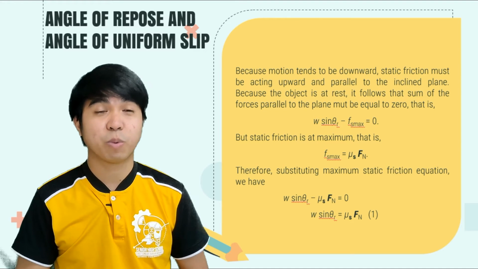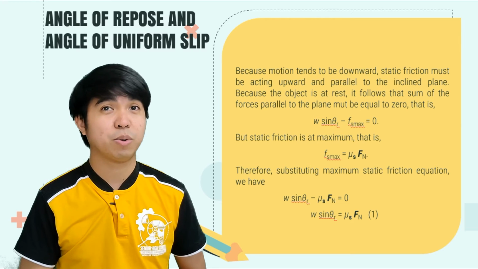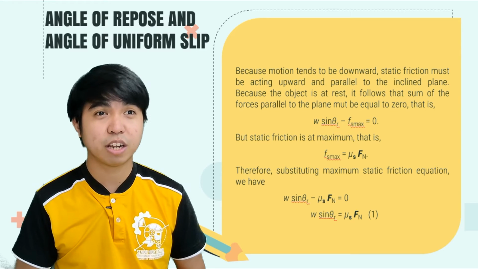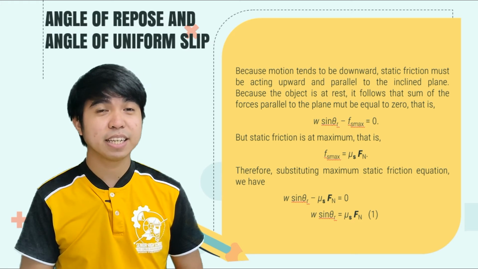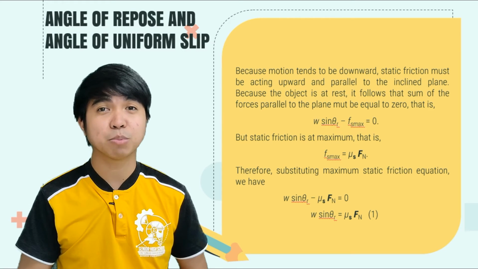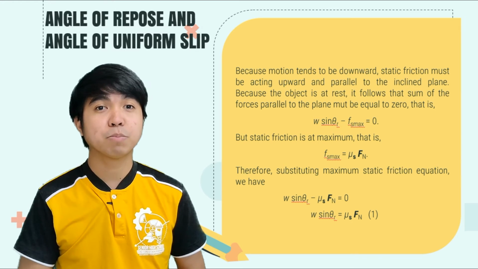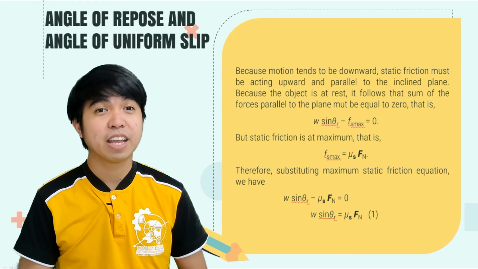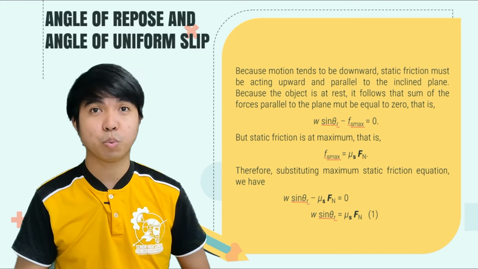Because the object is at rest, it follows that the sum of the forces parallel to the plane must be equal to 0. That is, W sine theta sub r minus F sub s max is equal to 0. But static friction is at maximum. That is, F sub s max is equal to mu sub s times F sub n. Therefore, substituting maximum static friction equation, we have W sine theta sub r minus mu sub s F sub n is equal to 0. Simplifying, we have W sine theta sub r is equal to mu sub s times F sub n as equation 1.